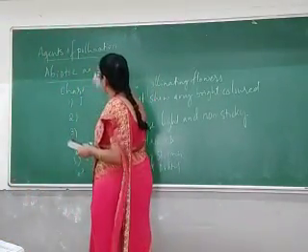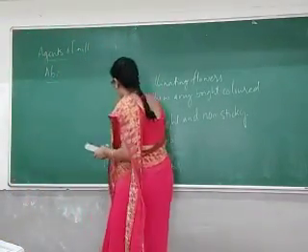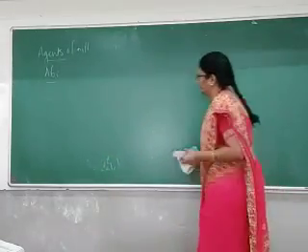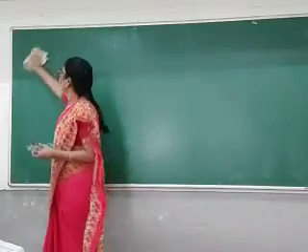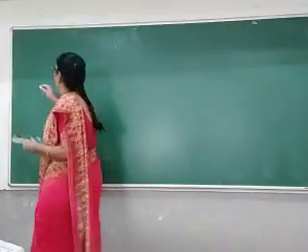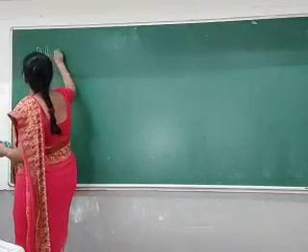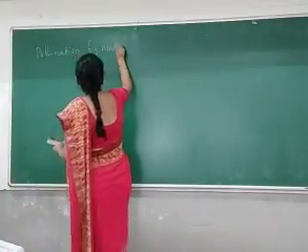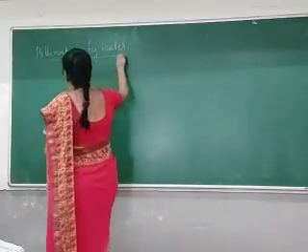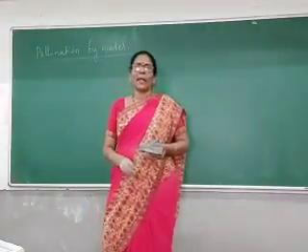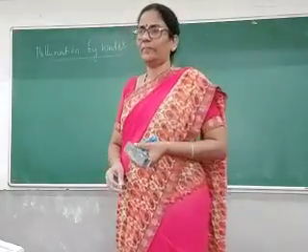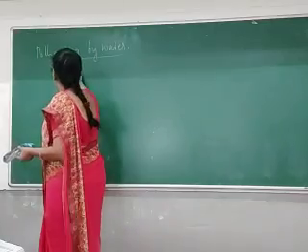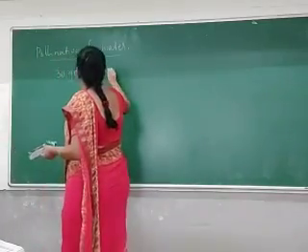Let us discuss water as a pollinating agent, or water pollination. Pollination by water is not so common as by wind or insects. There are only 30 genera, but most of them are monocotyledons that show water pollination.